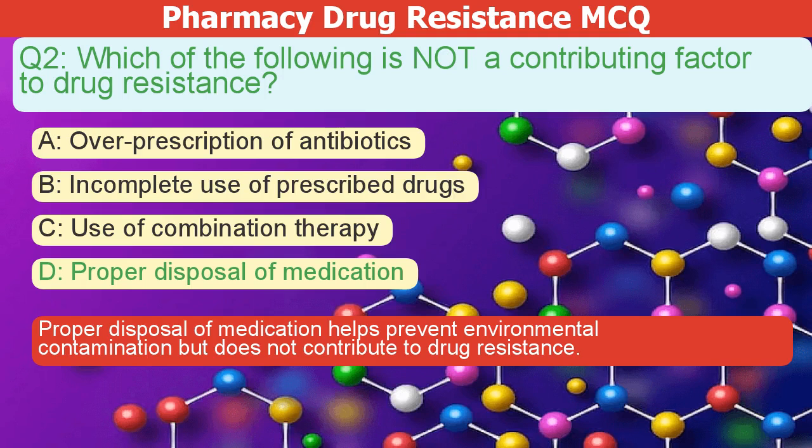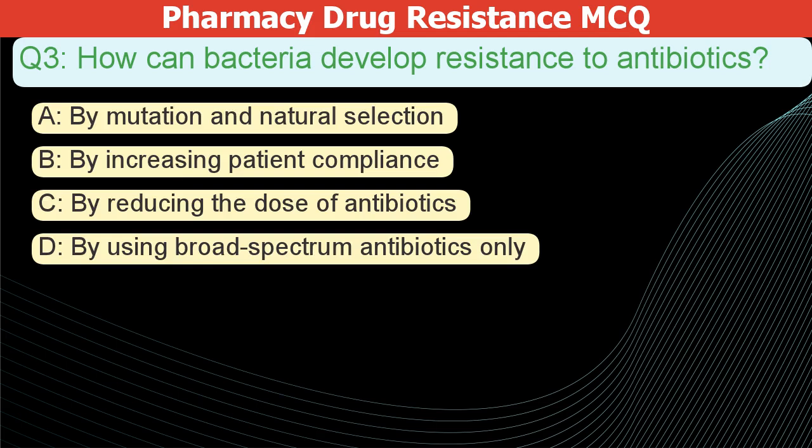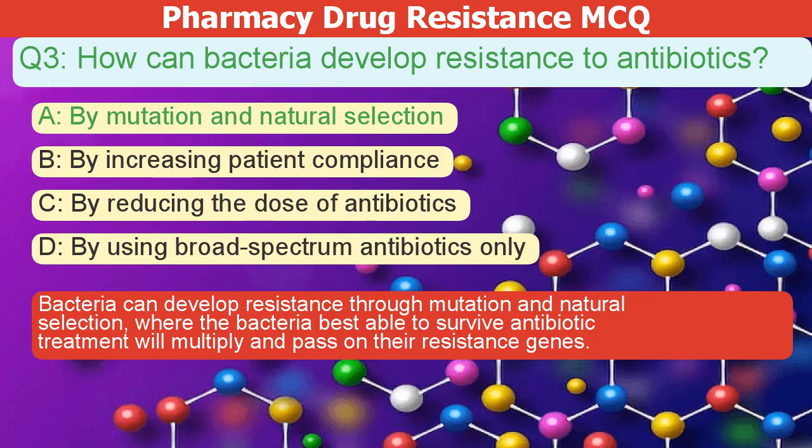Proper disposal of medication helps prevent environmental contamination, but it does not contribute to drug resistance. How can bacteria develop resistance to antibiotics? A. By mutation and natural selection. B. By increasing patient compliance. C. By reducing the dose of antibiotics. D. By using broad-spectrum antibiotics only. The correct answer is A.